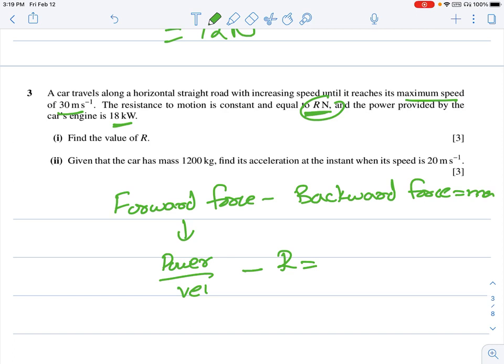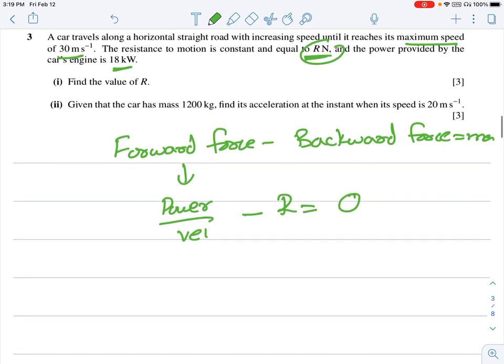The car is increasing speed until it reaches a maximum speed, then it's a constant speed. Constant speed means acceleration should be equal to 0. Once it reaches the maximum speed of 30, there is no acceleration at all. The resistance in motion is constant and there is no acceleration. So therefore ma should be equal to 0.